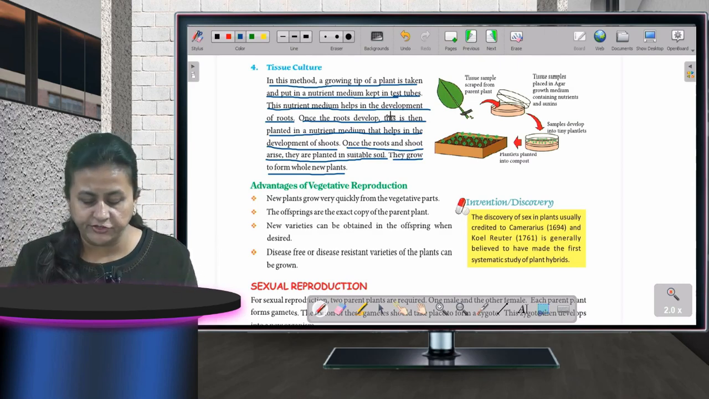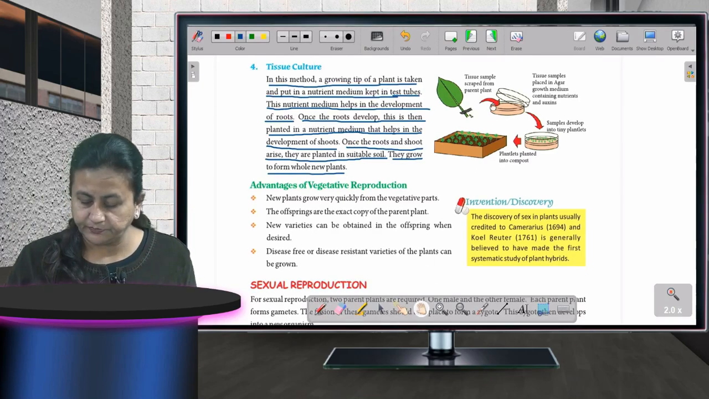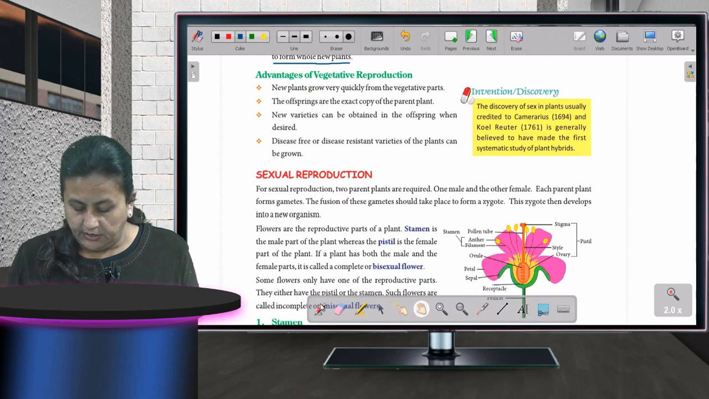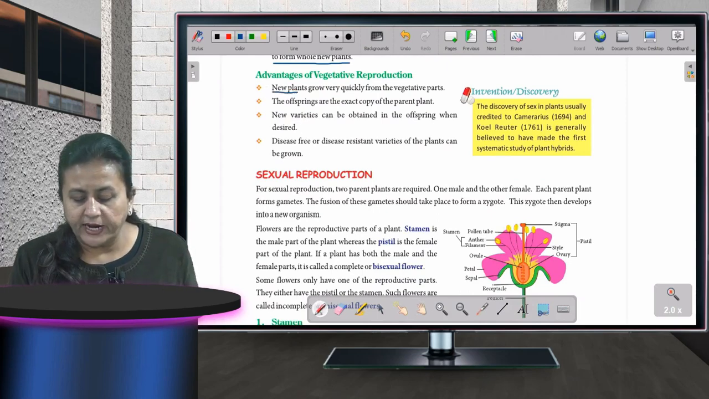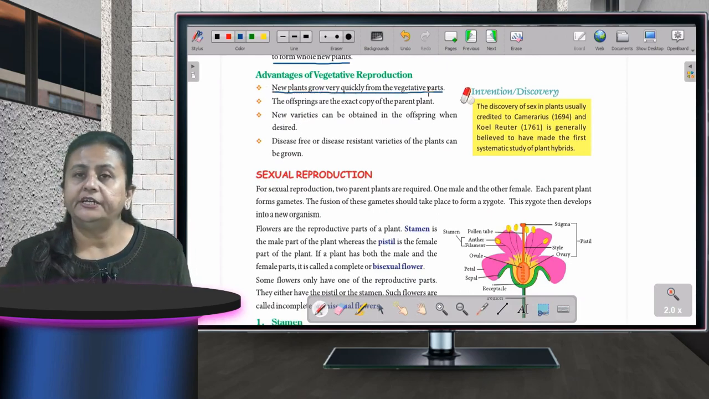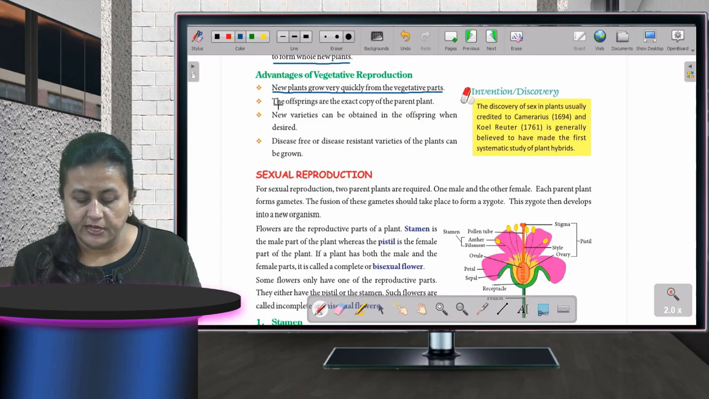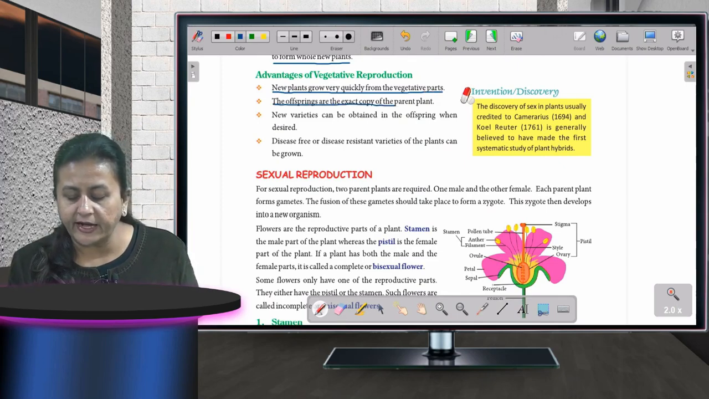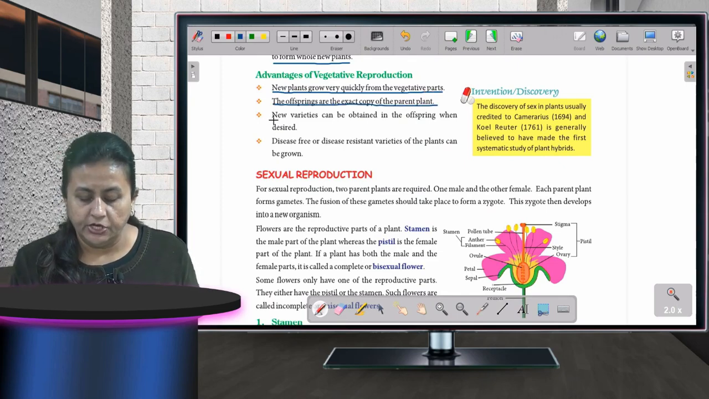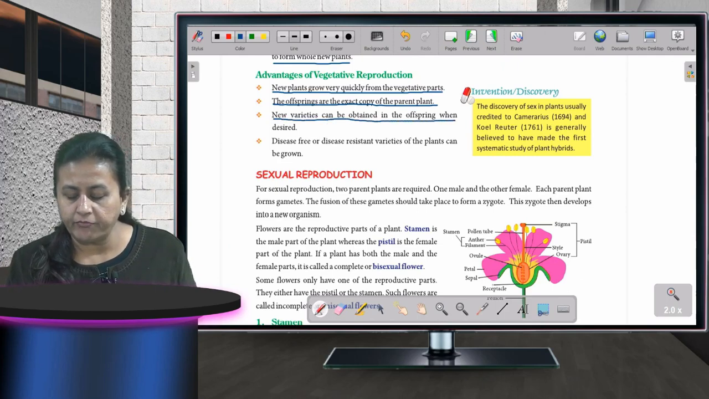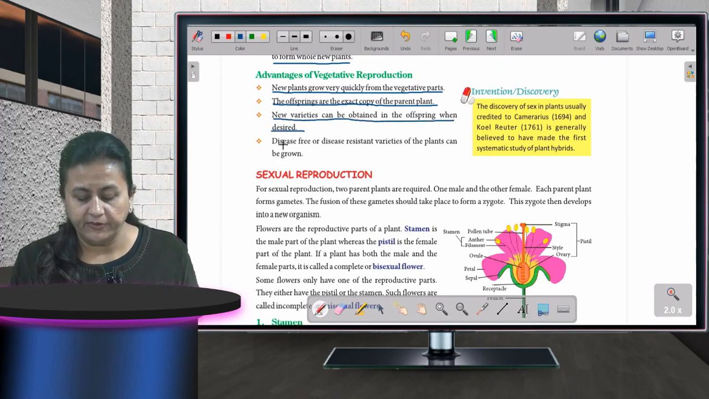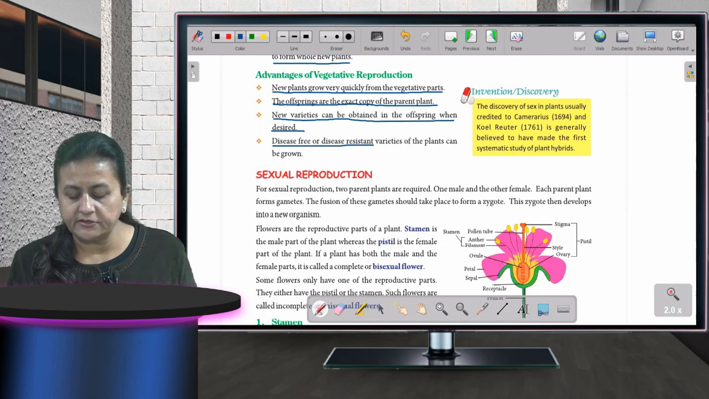Fine, children. Now, what are the advantages of vegetative reproduction? New plants grow very quickly from the vegetative parts. The offspring are an exact copy of the parent plant. New varieties can be obtained in the offspring when desired. Disease free or disease resistant varieties of the plants can be grown.